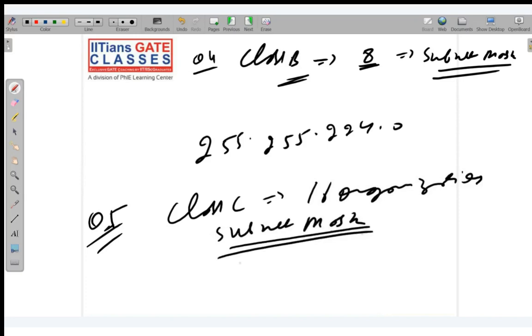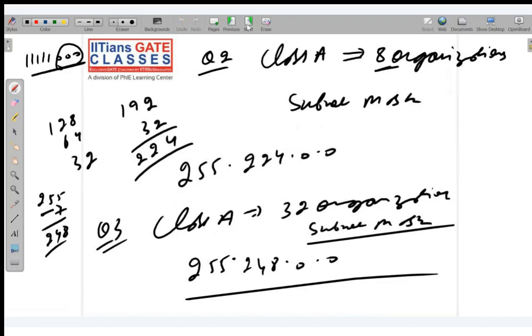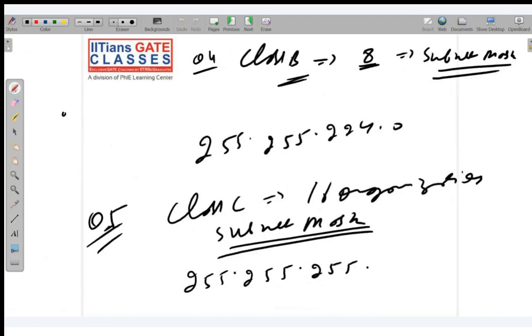So what I will say: class C, 255.255.255. Now 4 bits we will borrow. 4 bits means 16. So you can do it like this: 255 minus 15, that is 240. Yes, sir. 240. Okay.